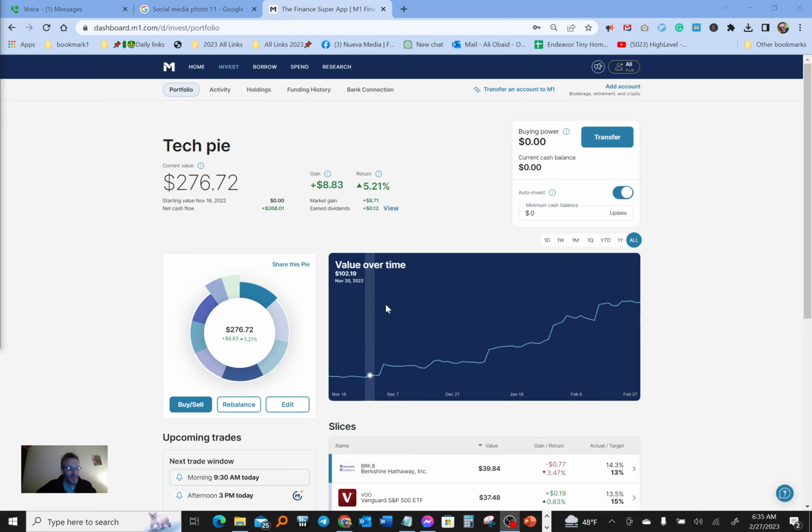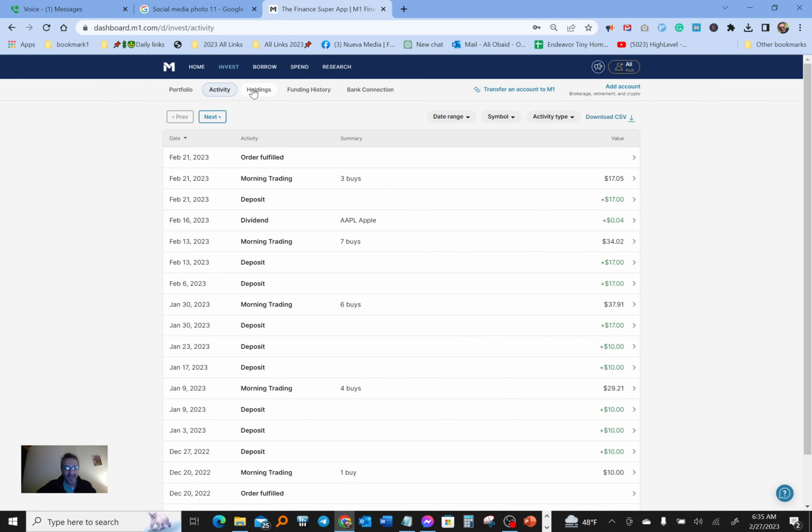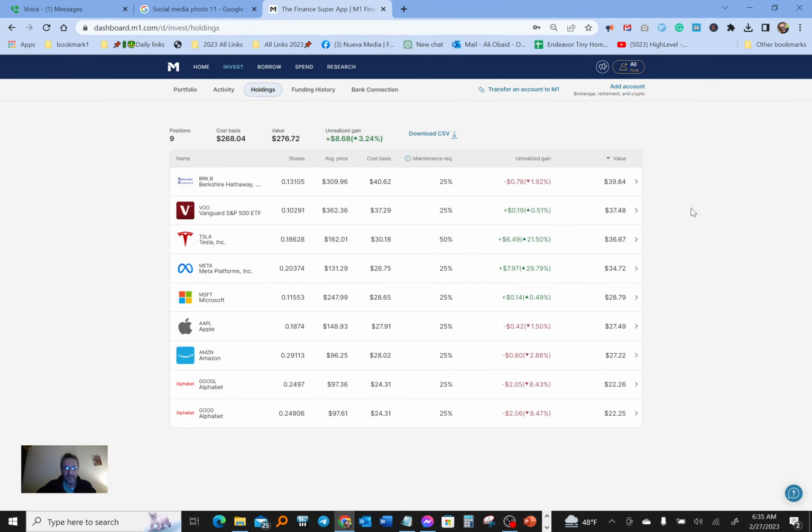Let me point out also that M1 Finance allows you to do fractional shares. So I actually don't have a full share. If you look at your holdings right here, if you look at Apple, where I got 0.04% in dividends, I don't even have a full share. I have 0.18 of a share. Those are all fractional shares here. I don't have a full share of any of these stocks that I bought or the ETF. You know what I mean?